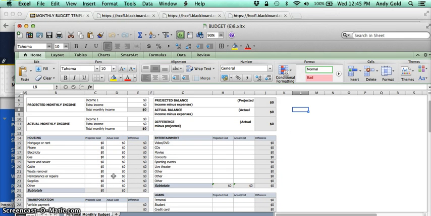So that's it for the Personal Financial Plan project. It's a great project. I hope you get a lot out of it. The key is to start working on it right away and to not wait.